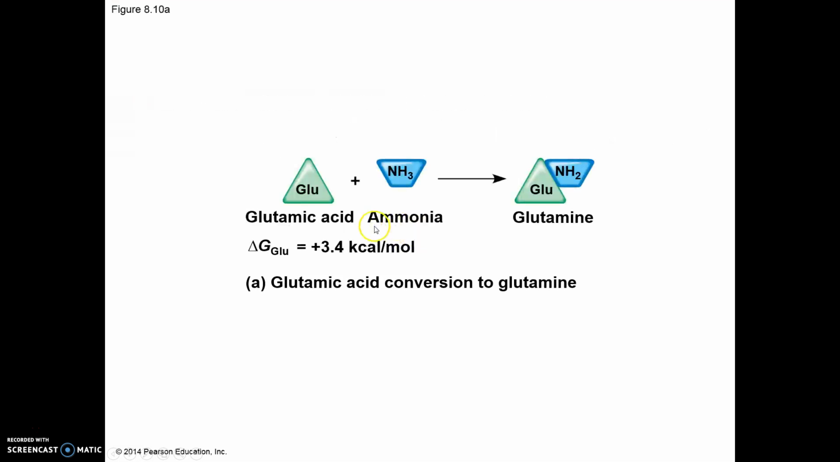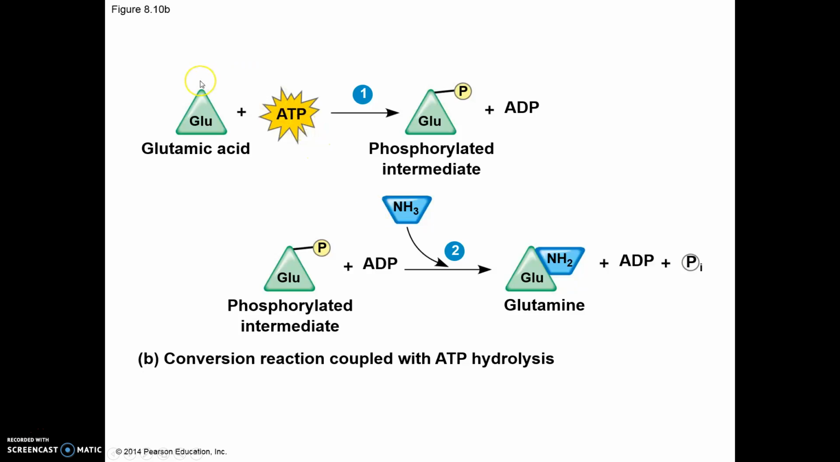So let's take one reaction that our body carries out. So here we have glutamic acid. It's one of our amino acids. And if we add ammonia onto it, we can turn glutamic acid into glutamine, another one of our amino acids. This has a positive delta G of 3.4 kilocalories per mole. So what we have to do is we have to couple this with the phosphorylation of glutamic acid.